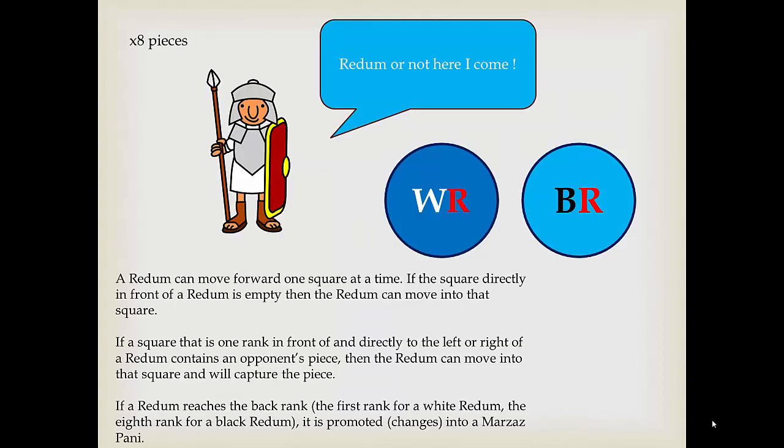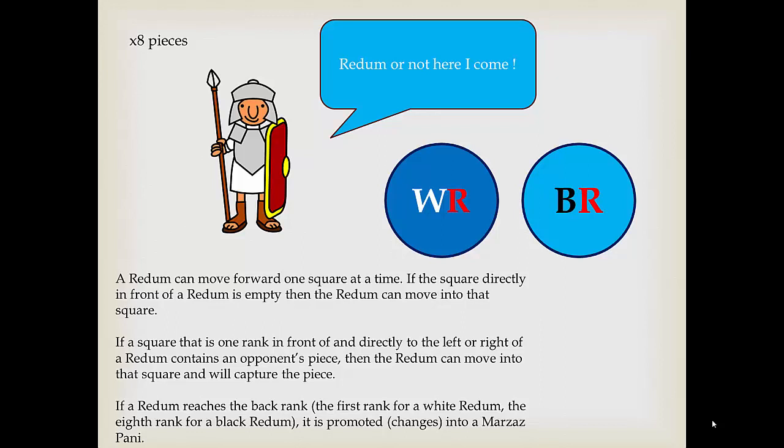Right, and here we have the last piece, which is sort of like the pawn in chess, but it's called the Redum. Now, the letter for the Redum is R, obviously. There's 8 of them, in front of all the other pieces, and it's basically exactly the same as the pawn in chess. It moves 1 square at a time forward, and if there is a piece that is diagonally but directly in front of the Redum, then you can take that place.